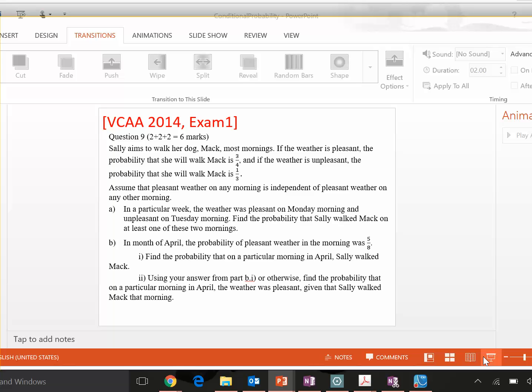It says if it's pleasant, then the chance of walking Mac is 3/4. The chance of you walking Mac when it's unpleasant is 1/3. Draw your tree diagram if it helps. Answer the question: find the probability that on a particular morning in April, Sally walked Mac. You just want to know, what's the chance of walking? That's all it's asking, given that the probability of it being pleasant was 5 out of 8. That helps. Draw the tree diagram.